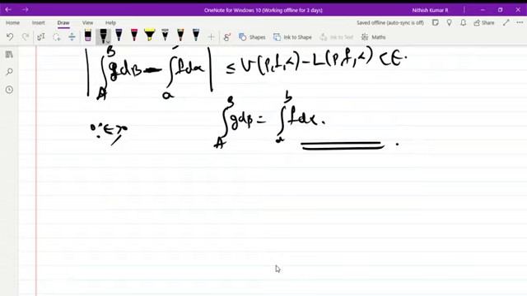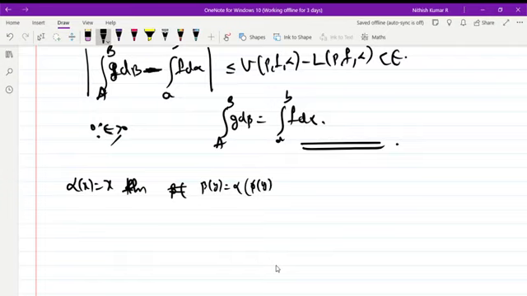So note that in the above theorem, if we take alpha of x is equal to x, then beta of y is equal to alpha of phi of y, and this is nothing but, since alpha of x is equal to x, phi of y. Therefore we have beta is equal to phi.